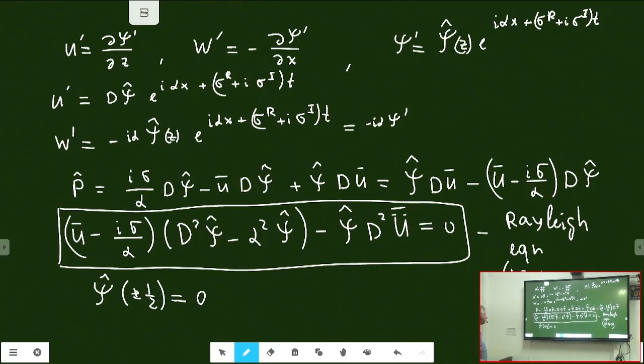Now, let me make one more observation. Where in this equation do we see the highest derivative of function psi? Psi is the function that we are looking for. Where is it? Well, clearly that is here, right? And it does not appear on its own. It is multiplied by this quantity. And what do you think will happen if this quantity happens to be 0?